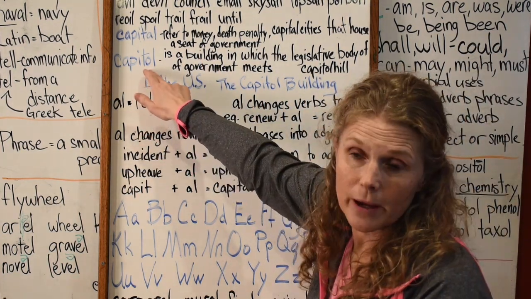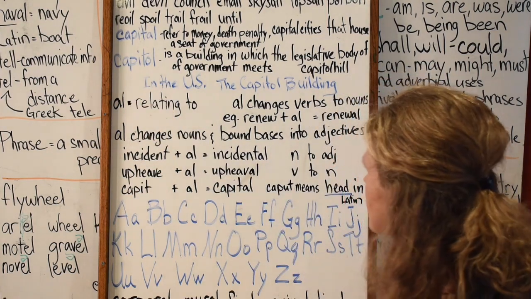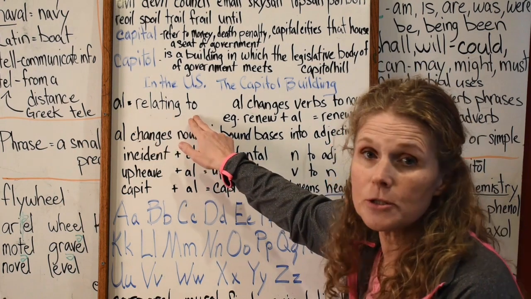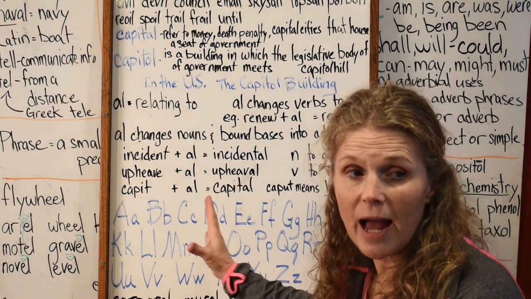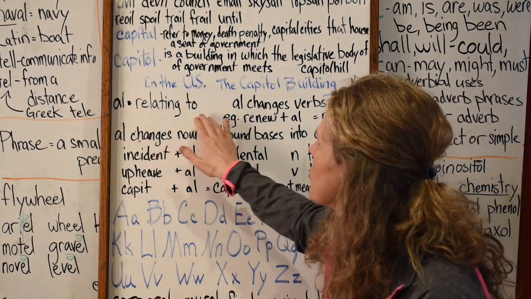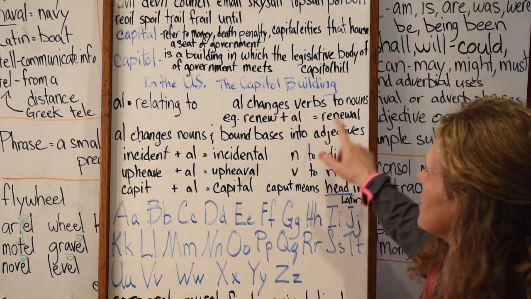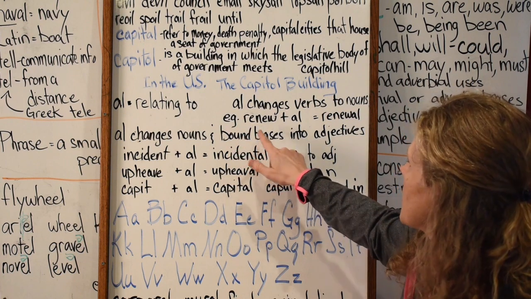Okay, and it's spelled this way. All right? Now, as a suffix, AL means relating to. That's when you add that on, it means relating to. So AL changes verbs to nouns, and this is an example.